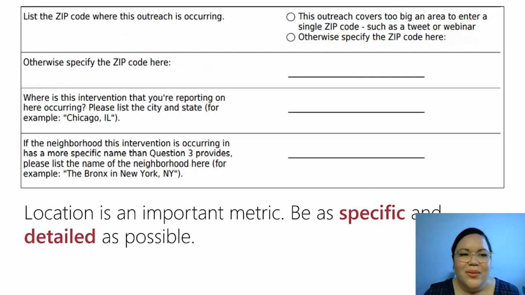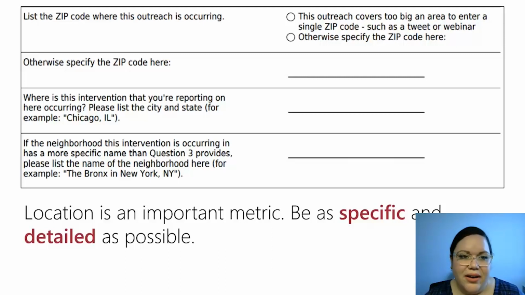Some important information that we will always like to look at is our location. So location is a very important metric. Be as specific and detailed as possible. So start by listing the zip code where your outreach is occurring. Now, in areas where the area is rather large and there are several zip codes that may be involved, for example, if you're completing something via social media where it might cover the entire state, there is a specific option for that.